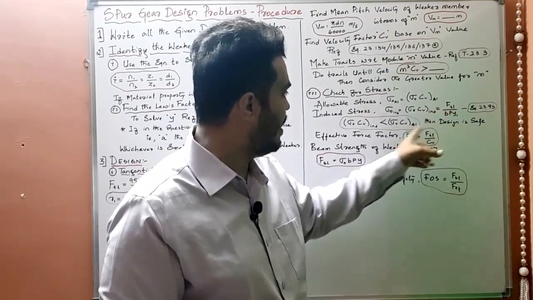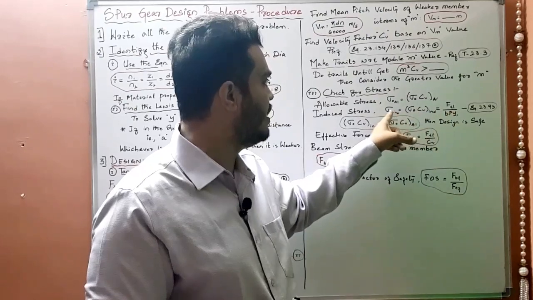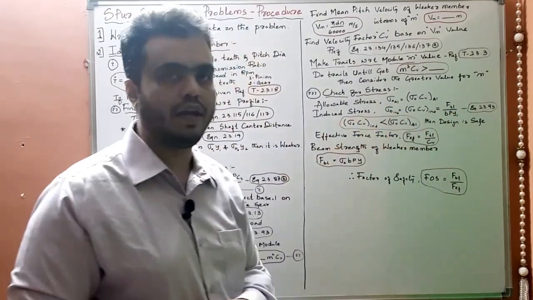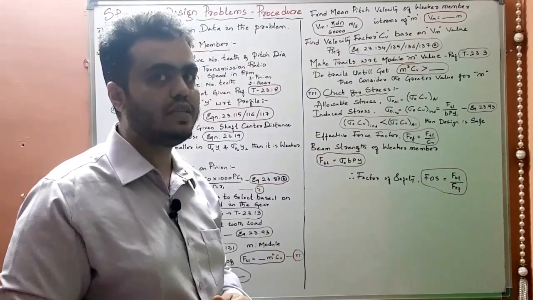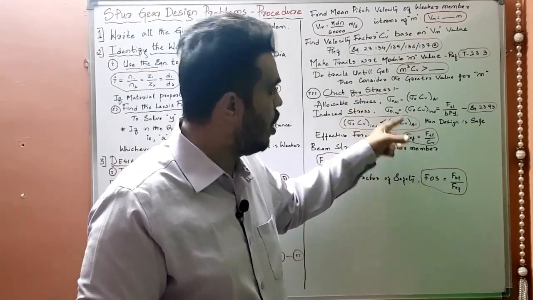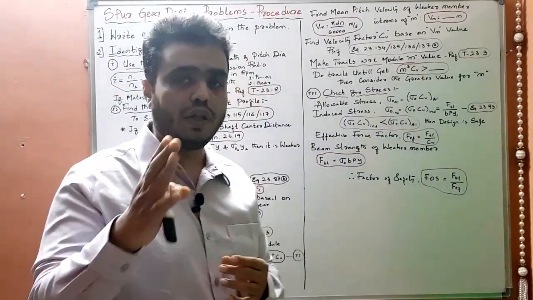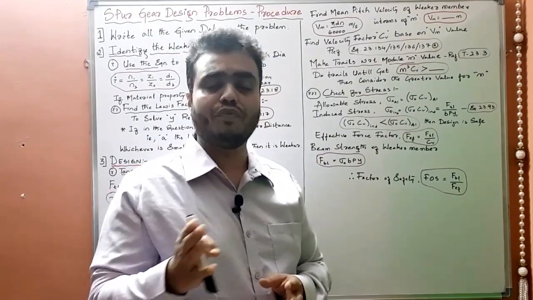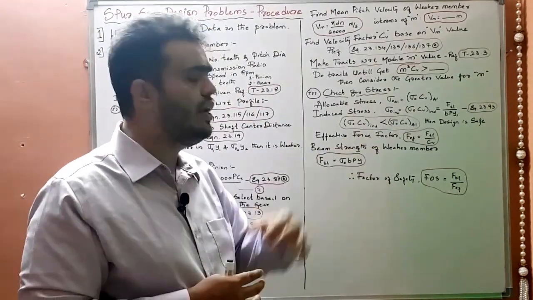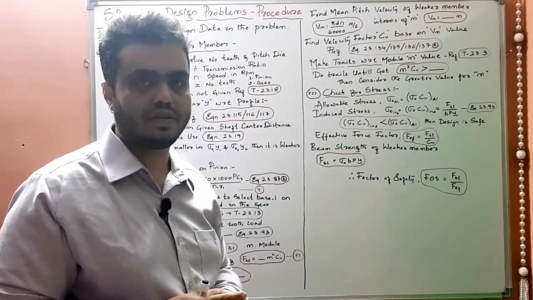So put these values, see here I have found out. You need to use this equation and you will get sigma naught into CV value, right? If sigma naught into CV, that is induced stress, is less than allowable stress, then we consider the design as safe. One thing you need to keep in mind: whenever you are designing any component, the induced stress should always be less than allowable stress, okay?